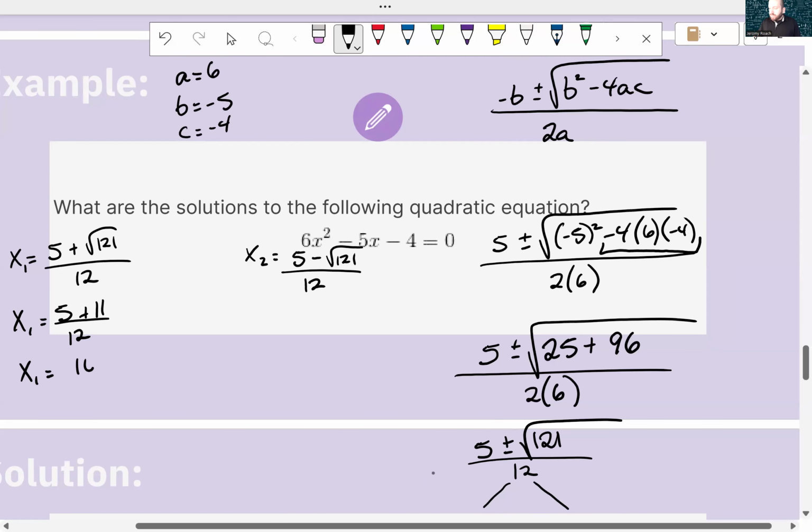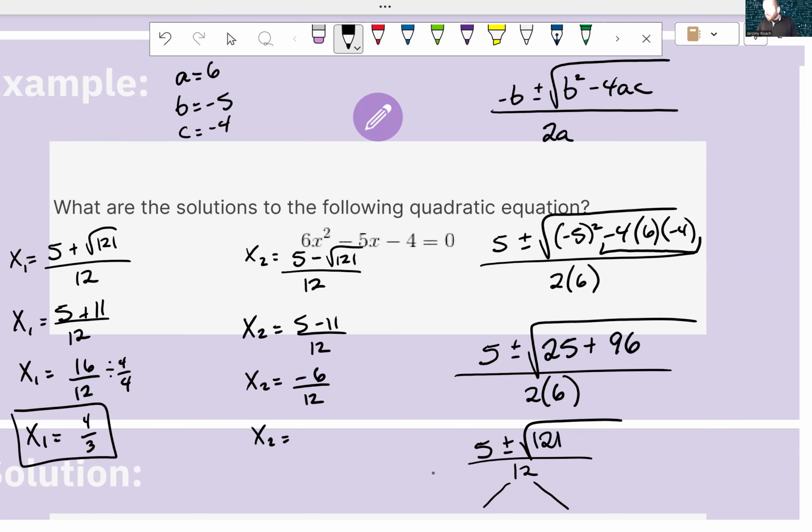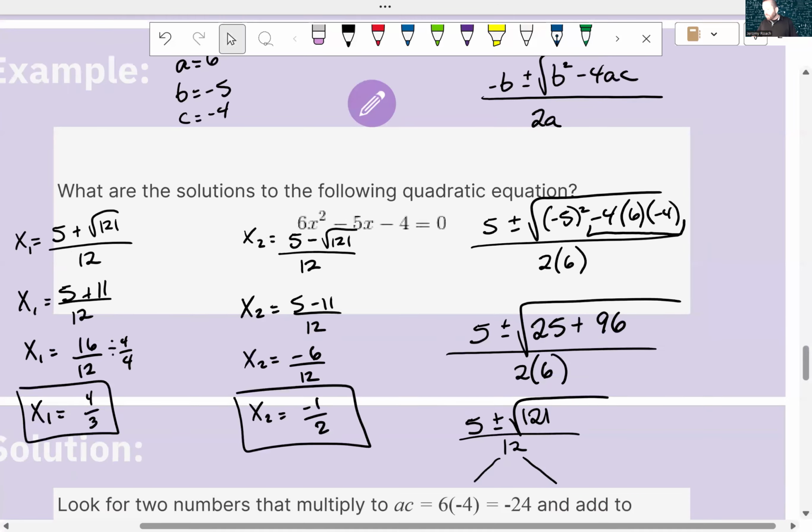X1 is 16 over 12. And we get a repeating decimal. We get x1 is 1.33333. If we divide this by 4 over 4, we should get 4/3. That's the value of x1. For x2, we're going to subtract it. So for x2 it is 5 minus 11 over 12. X2 is equal to negative 6 over 12. X2 is equal to negative 1/2. So those are our values for the quadratic equation.